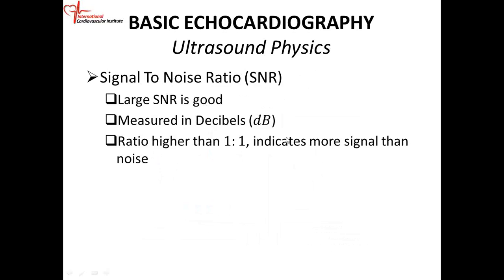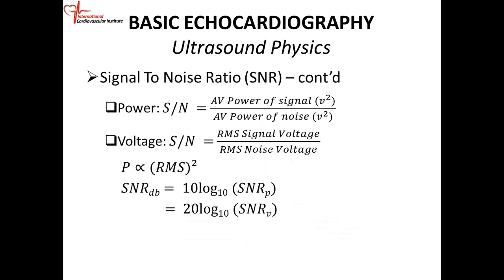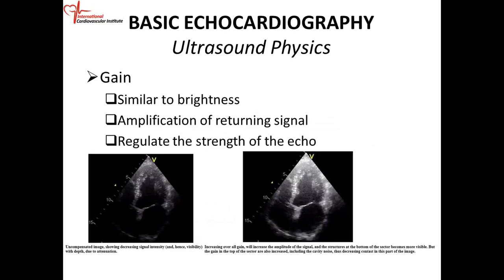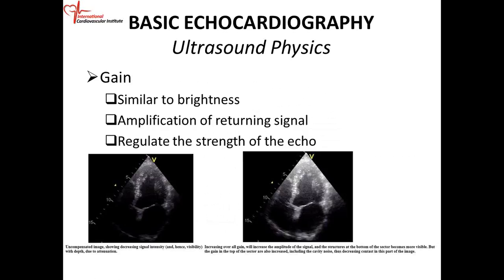It is also measured in decibels. A ratio higher than 1:1 indicates more signal than noise, and that's good. On the machine, you will see SNR. We're not going to go into how it's measured. It's a logarithmic system. You just need to know that you need more signal to noise. Larger is better.